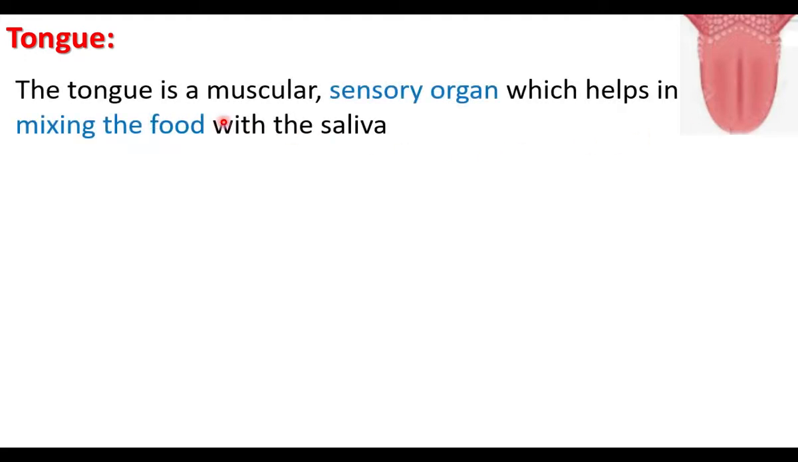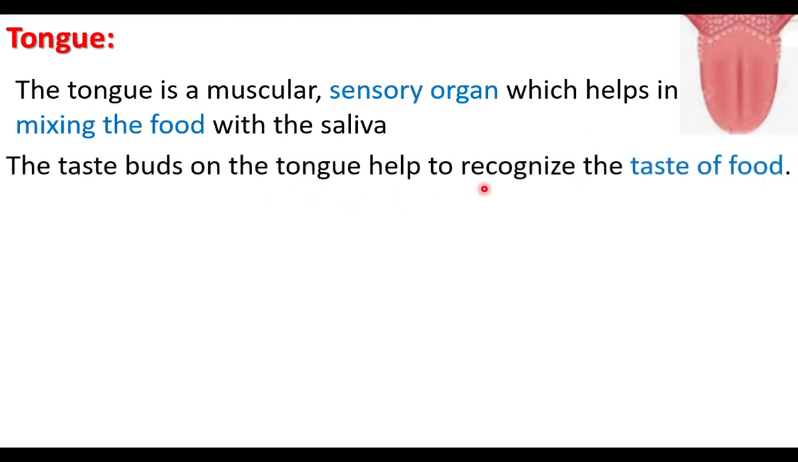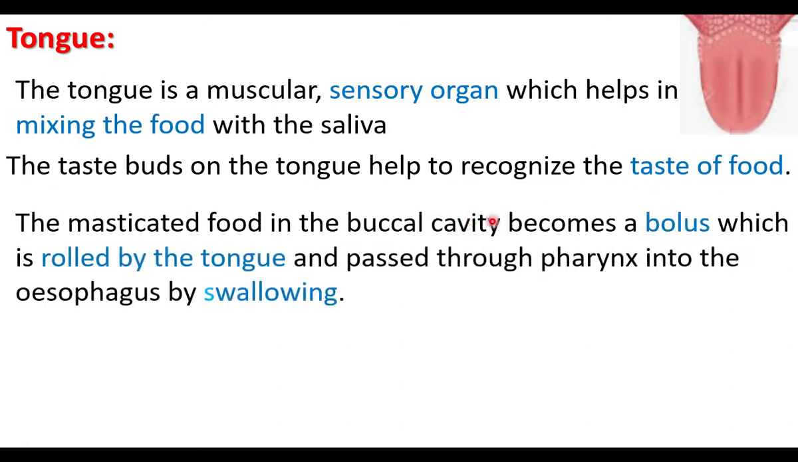The tongue is a part of mouth. It mixes the food with saliva, that is mastication, and rolls the food back for swallowing. It also acts as a sense organ. Tongue is a muscular sensory organ which helps in mixing the food with saliva. It acts as a sense organ because it has taste buds. The taste buds present in the tongue help to recognize different types of taste found in the food. And the masticated food in the buccal cavity becomes a bolus. The swallowable form of food is called bolus, which is rolled by the tongue and passed through the pharynx into the esophagus by swallowing.